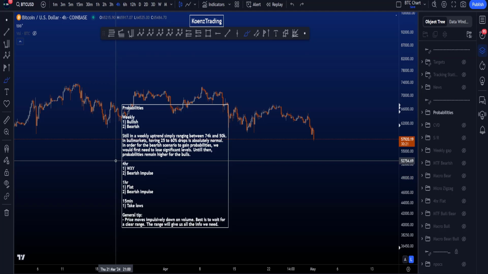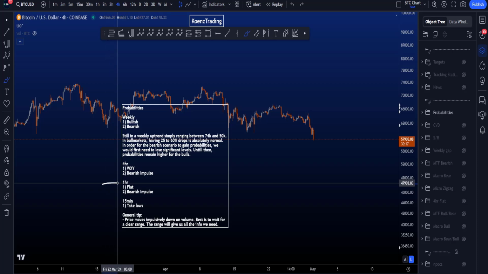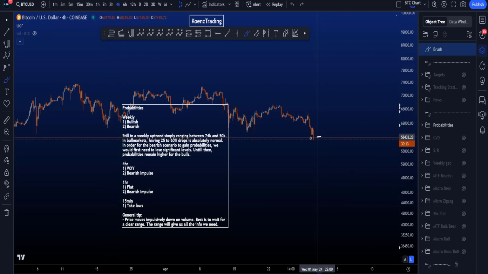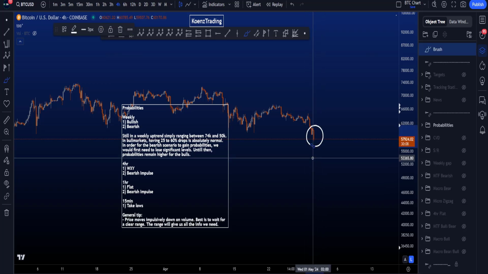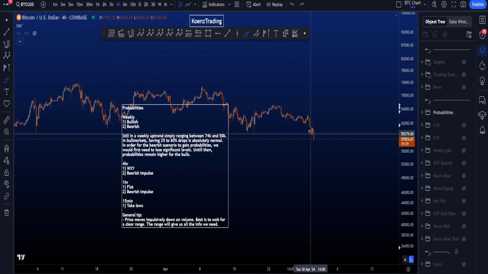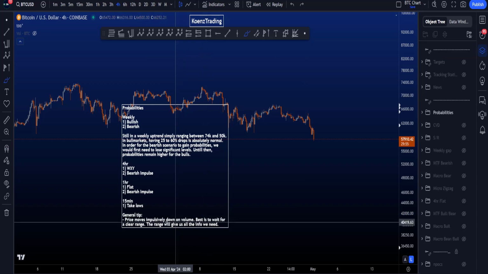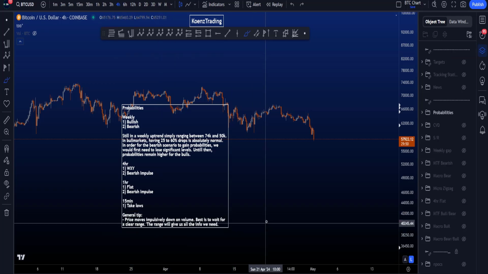Therefore, we also still keep an eye on the bullish scenarios with the WXY on 1, bearish impulse in 2, on the 1 hour flat on 1, bearish impulse on 2, and on the 15-minute the probabilities were higher to take the lows because of those bearish CVD divergences, but this has now happened locally. So general tip at the moment is that price is moving to the downside impulsively, right? And it does so on volume as well. So best is to wait for a clear range, because the range will give us all the information that we need.